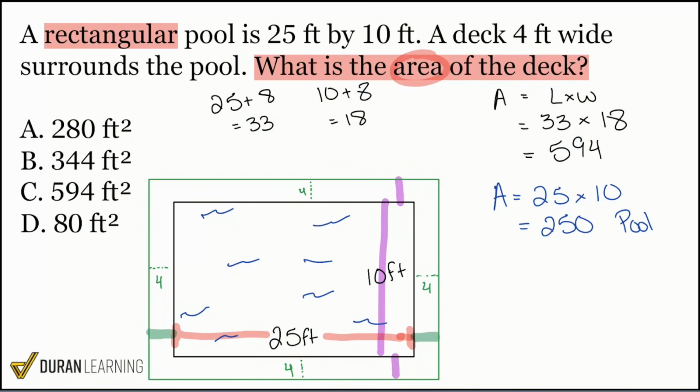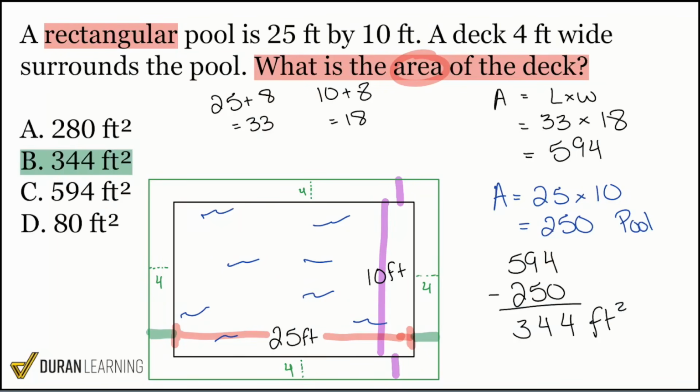So now that we have the big area of the entire pool plus the deck, and we have the pool as well, what operation are we going to do? How do we cut out the pool, everybody? What operation? Subtraction, exactly. And now we're at the last step. 594 minus 250. Guess what that gives us? 4 minus 0, 9 minus 5, and then 3 is the difference of 5 and 2. So we get 344 square feet, and that is answer choice B. And there we are, and there's another one.